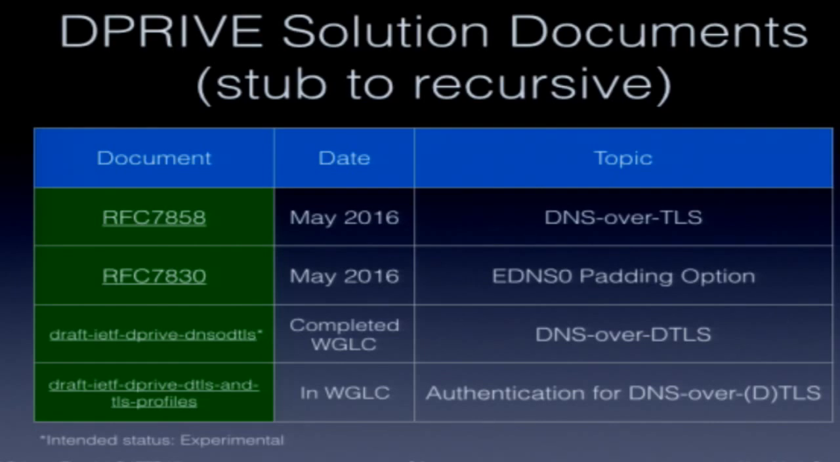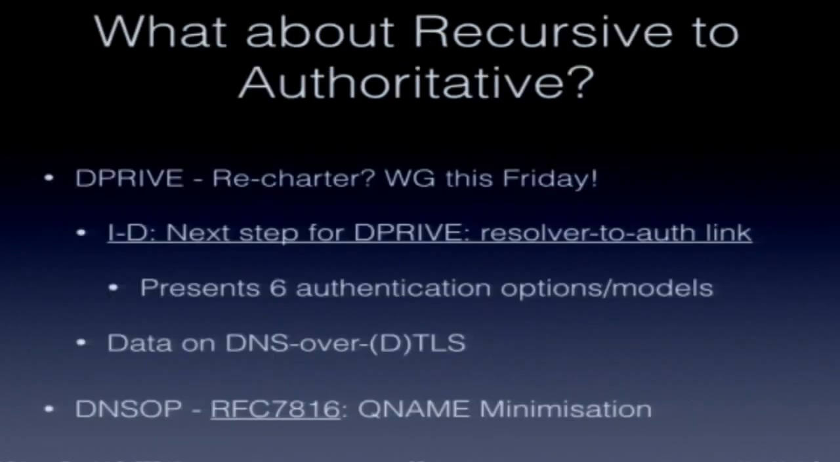There's also a draft going through the working group, which has completed working group last call, to specify DNS over DTLS. And there's a separate draft, which is in working group last call, to specify all the details of the authentication mechanisms that I touched on earlier. So this is pretty good work for 2 years of a working group. I think hats off. You know, this wasn't an easy problem, and a lot of progress has been made.